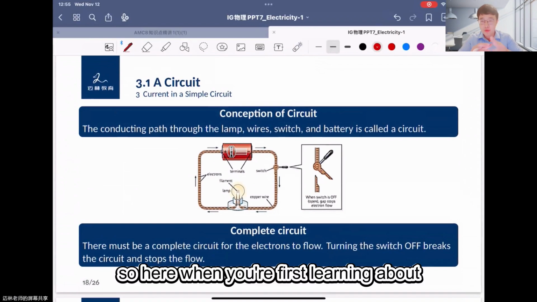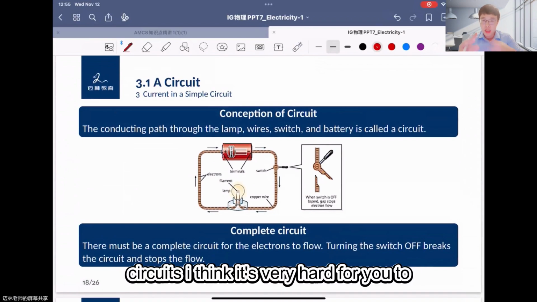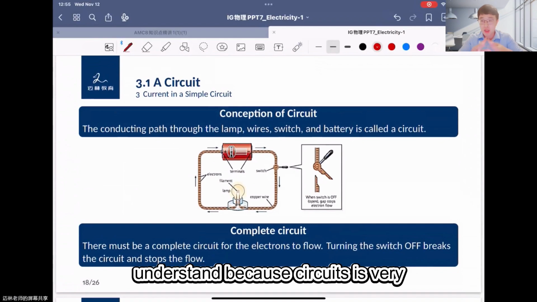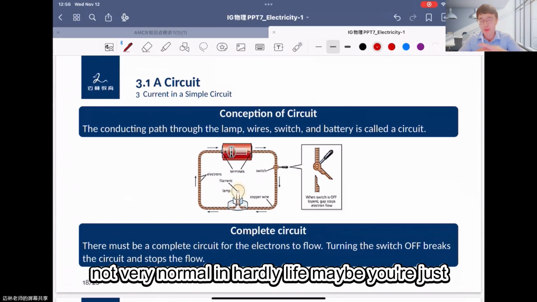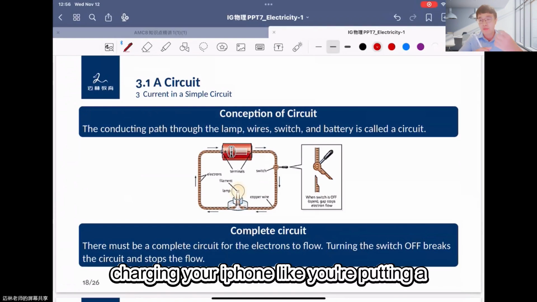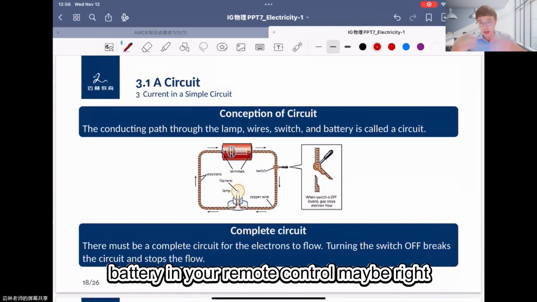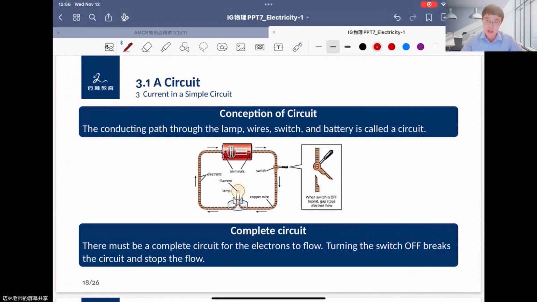When you're first learning about circuits, I think it's very hard to understand, because circuits are not very normal in our daily life. Maybe you're just charging your iPhone, or putting a battery in your remote control. Maybe right there you are thinking about a circuit. So what is a circuit?